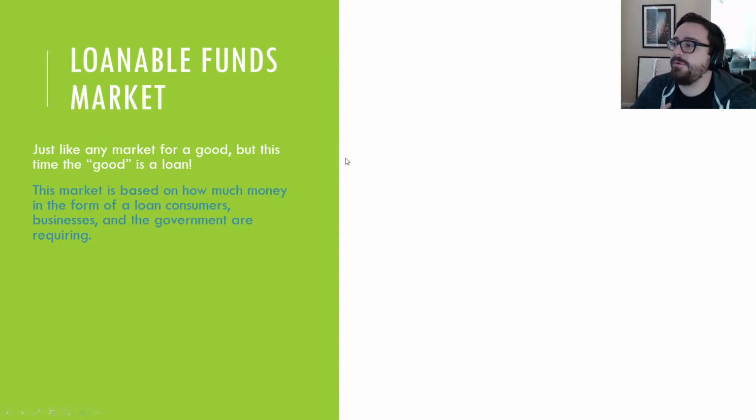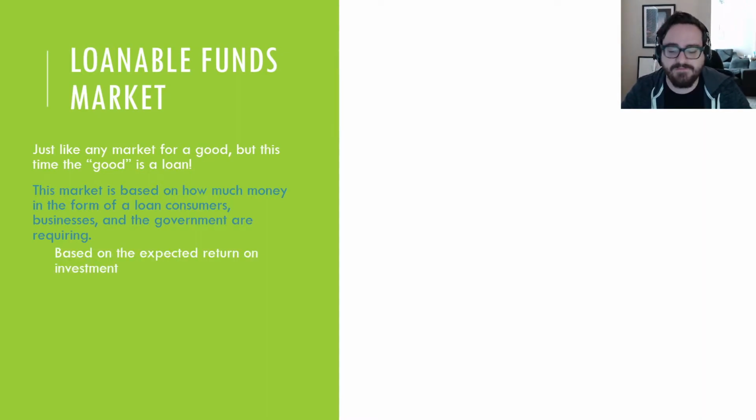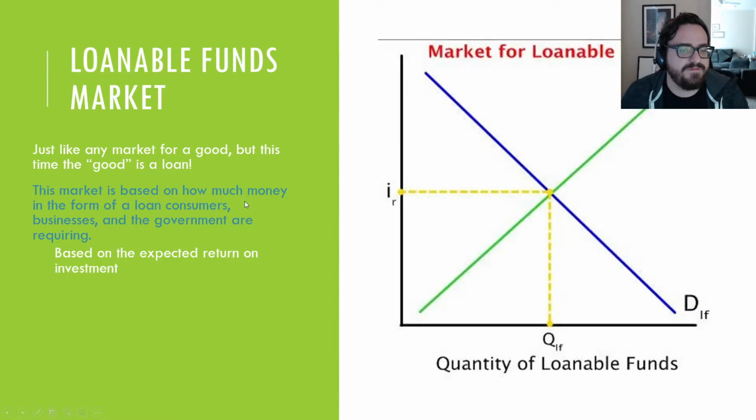The market itself will be based on how much money in the form of a loan consumers, businesses, and the government need or want, and that's going to be based on that return on investment. So basically, if businesses, consumers, or the government believe they can get a good deal out of a loan, they'll be more willing to take out a loan. And that'll be the primary function of this graph, to figure out, okay, at the current equilibrium interest rate, how much money in loans will people be taking out? And by people, it doesn't just have to be consumers. Businesses take out loans all the time, and the government takes out loans all the time. So we've got to be careful on that part.